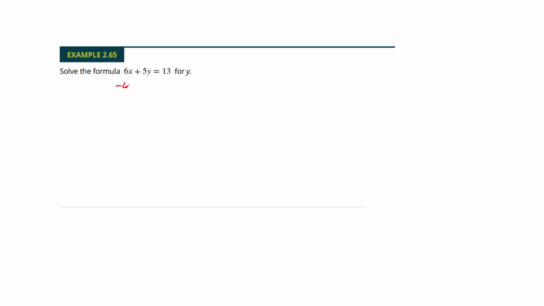I would subtract away 6x from both sides. Okay, combine those. Now divide both sides by 5. Got to do it to the whole side. That's supposed to be a 13. So I've got y is negative 6 over 5x plus 13 over 5. I'm going to give the 5 to both.